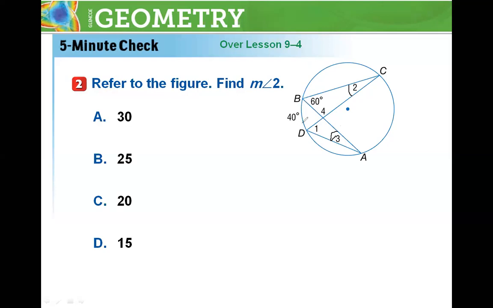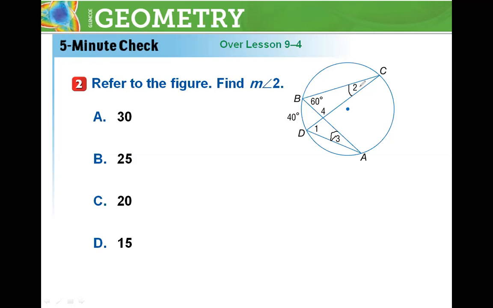40 degrees. The measure of the arc is 40 degrees. What is the measure of the opposite inscribed angle? We multiply 40 by 2, or divide by 2? Divide by 2. The measure of the arc is twice the measure of the angle, or by another way, the measure of the angle is half the measure of the arc. So we must divide it by 2.